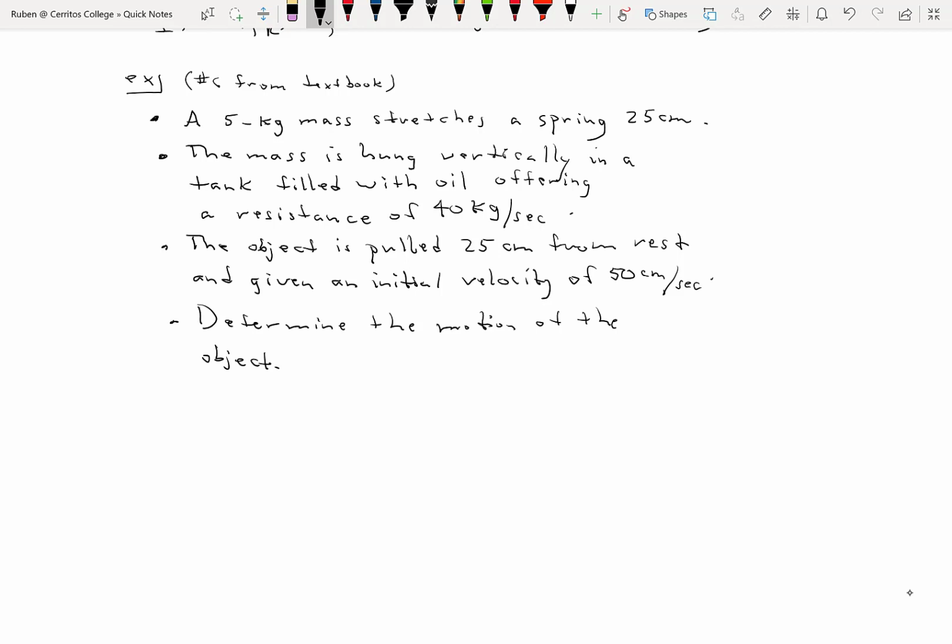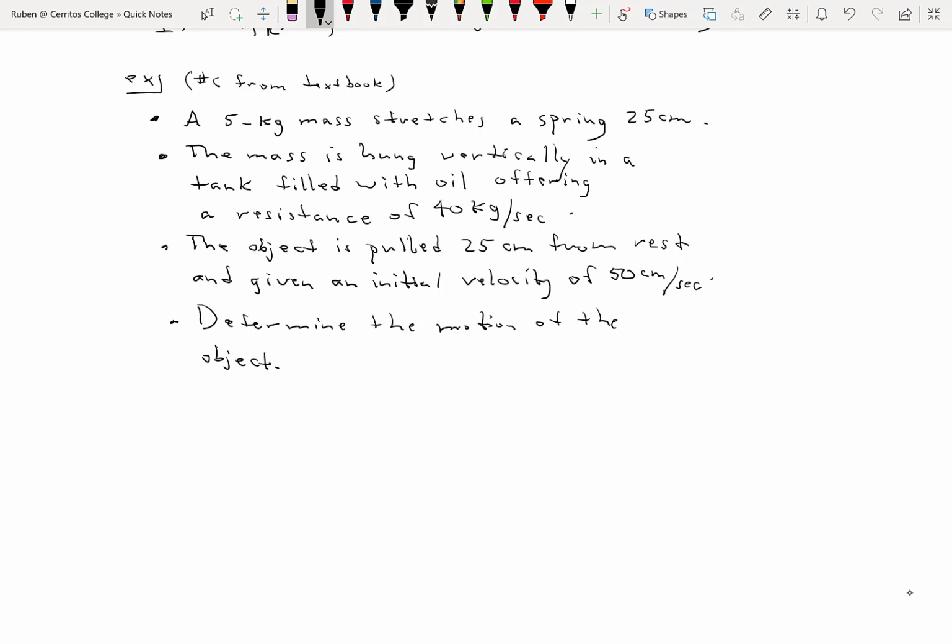A 5 kilogram mass stretches a spring 25 centimeters. Okay, so that puts our spring into equilibrium. The mass is hung vertically then in a tank filled with oil, offering a resistance of 40 kilograms per second. The units look real funny here, but they're kind of needed, and I'll explain that in a bit.